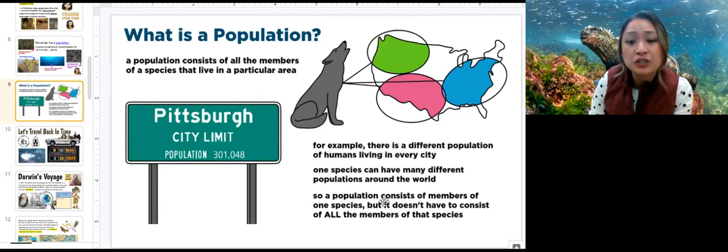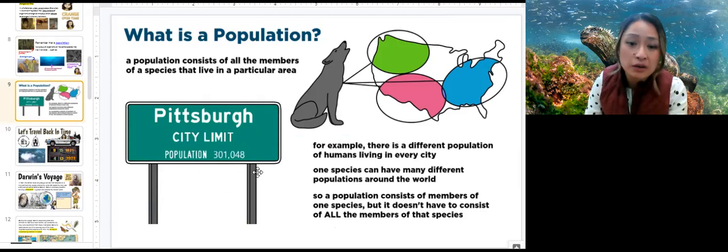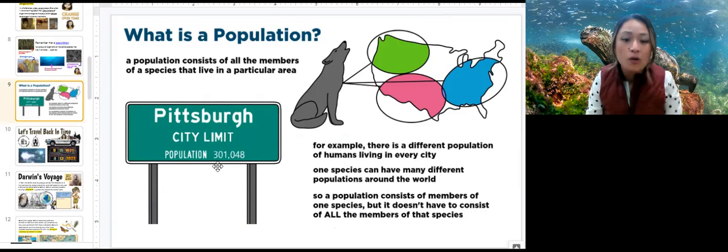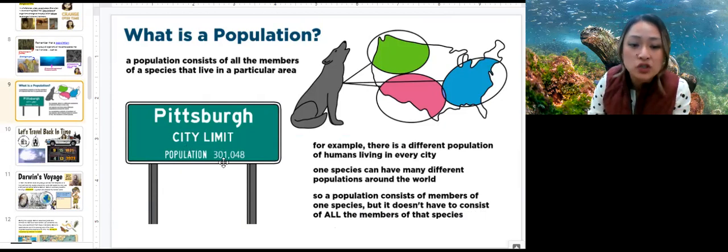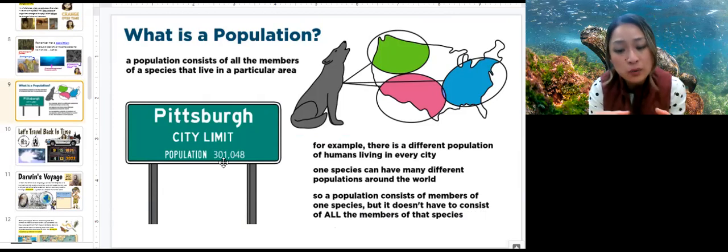So a population consists of members of one species, but does not have to consist of all the members of that species, right? This population here in Pittsburgh, this number obviously is not accounting for all of the humans in the world. It certainly isn't accounting for the humans in Merced, San Francisco, LA, right? And so it's just a population. It's just the number of people within that area.